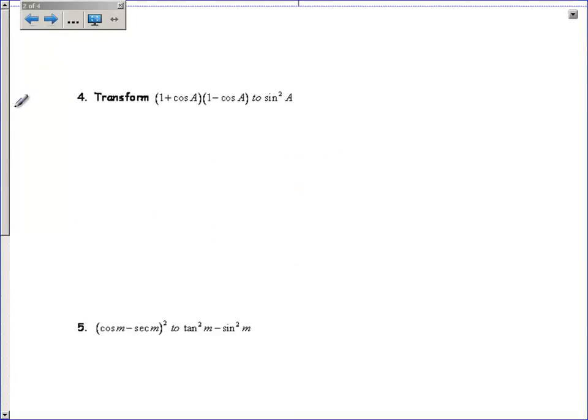Next page. Okay, now we're going to transform 1 plus cosine a times 1 minus cosine a to sine squared. And here there's not a substitution for cosine to make, because it's not cosine squared. So let's try some algebra in this case. Of course, we know that this isn't just that times that and cosine times cosine. We are going to FOIL this, double distribute, whatever you want. We are going to multiply all of this together here.